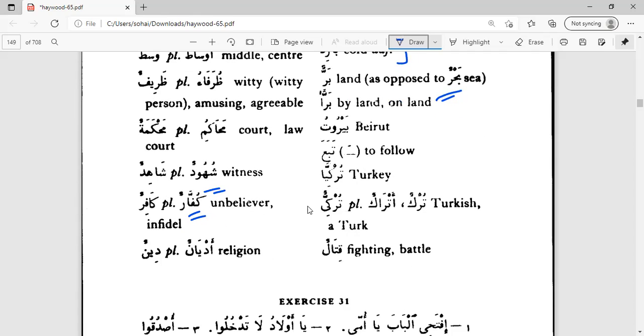Beirutu means Beirut. It's, I think, a city in Lebanon, the capital I think. And here you notice it's Beirutu. It's diptote. So when genitive it'll be Beiruta. It doesn't take tanween either. Taba'a yatba'u, to follow. Turkey is Turkiya. And to describe the Turkish people is Turkiyun when it's singular, and the broken plural is Atrakun or Turkun. And then finally, for fighting in battle is Qitalun. This is like a verbal noun, masdar.